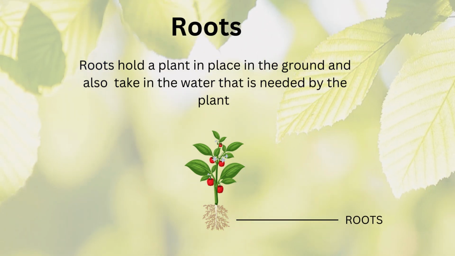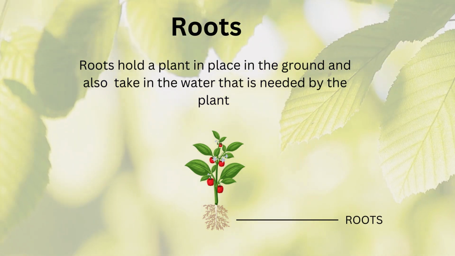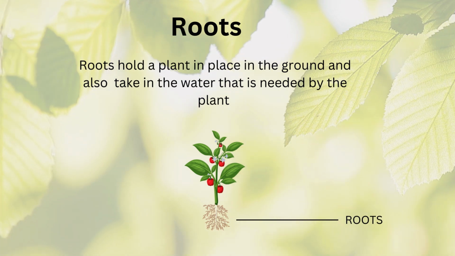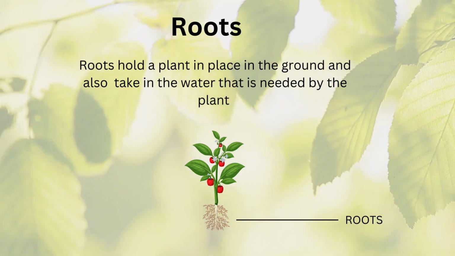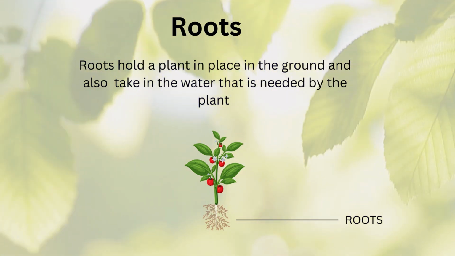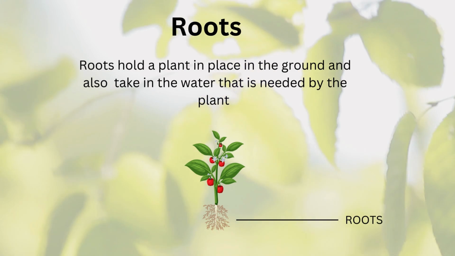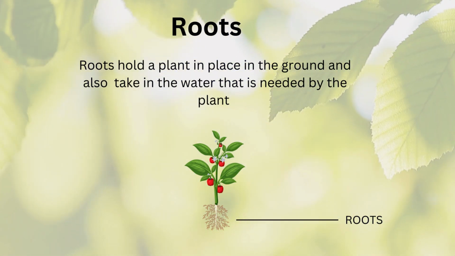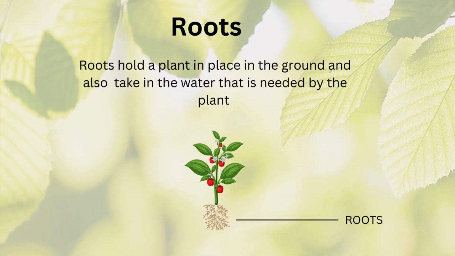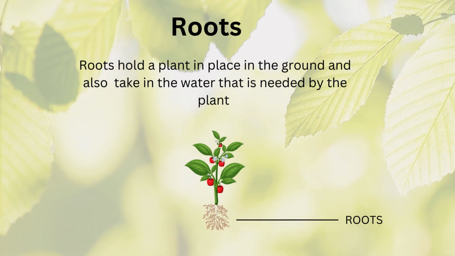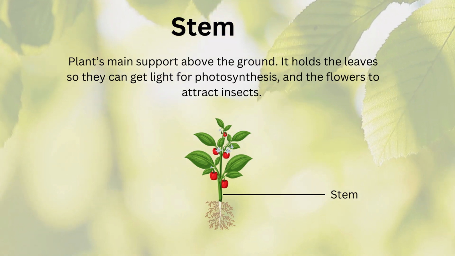The first part of a plant is roots. So, roots hold a plant in place in the ground and also take in the water that is needed by the plant. So, what is the main function of the root? That is, the roots anchor the plant firmly in the soil, providing stability and support to the plant. This prevents the plant from being easily uprooted by wind or water.